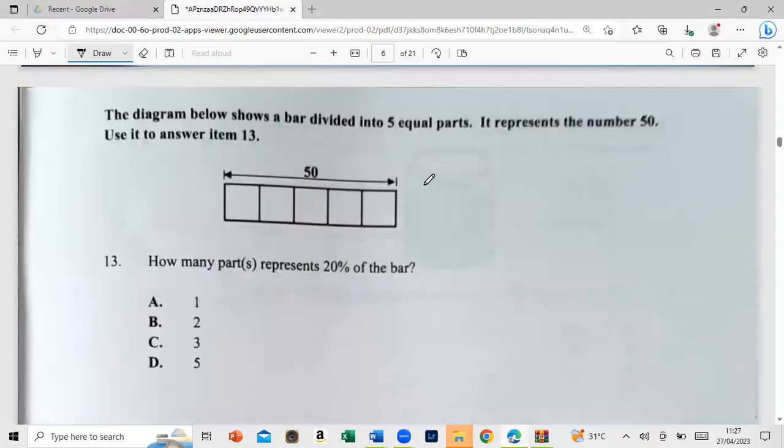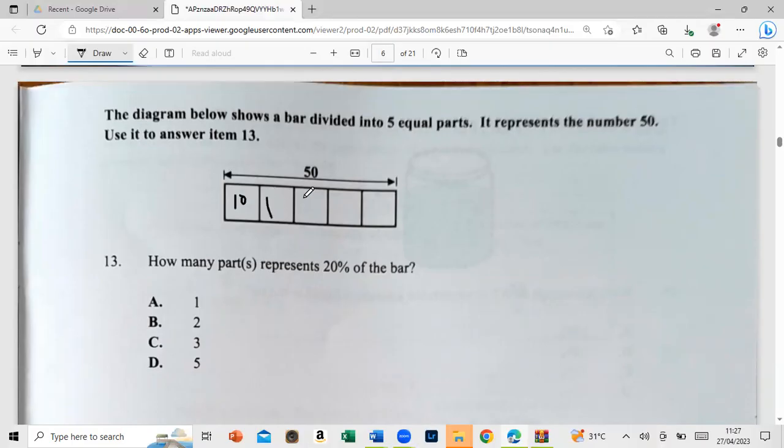13. The diagram below shows a bar divided into 5 equal parts. If it represents the number 50, use it to answer item 13. So each bar basically represents 10. This was one way to look at it, right? How many parts would represent 20%? So 20% means 5 of it make it up. So one of the bars would be 20%. So we have 20, and you can check it, guys.